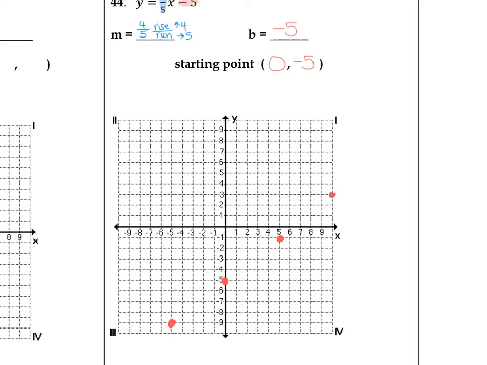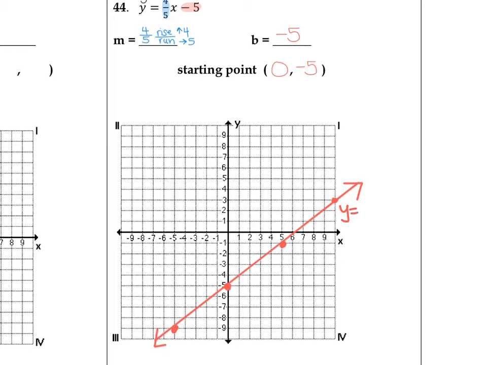I'm going to grab my ruler here, make a nice straight line. Oh, there we go. Arrows on both ends, and then make sure you label your line. Y equals 4/5 x minus 5.